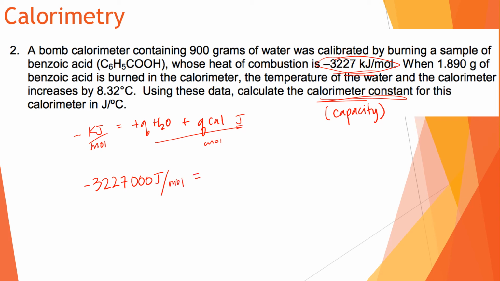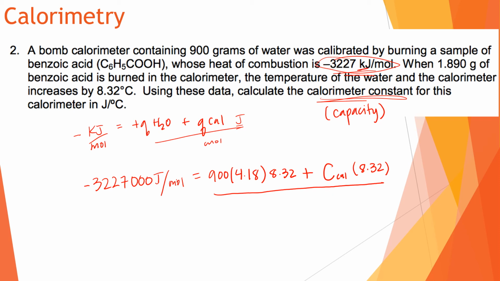is equal to mass of water times specific heat times the temperature change, plus we don't know the capacity of the calorimeter. That's what we're trying to figure out, but we do know it changed by 8.32 degrees. And then my question told me how many kilojoules were released per mole.